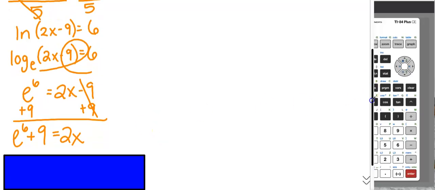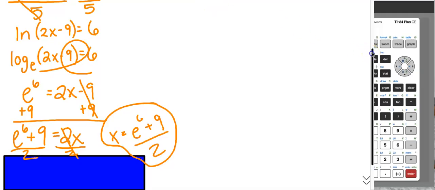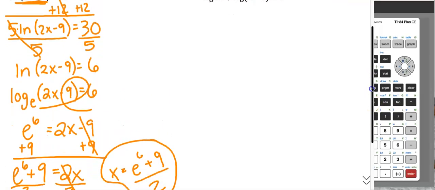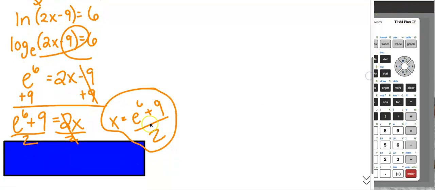Last step, divide by 2. I'm running out of room. And so that's our answer. X is by itself. E to the 6th plus 9 over 2. Now, this is like the one problem that if you do it in the calculator, you're going to get some crazy decimal. Because again, we know e stands for like 2.7 and so on. So essentially, this is just a very large decimal number. So if you did the shortcut of graphing it in the calculator, it would not give you the exact answer, unfortunately. So natural logs are kind of the one that you do need to do by hand.